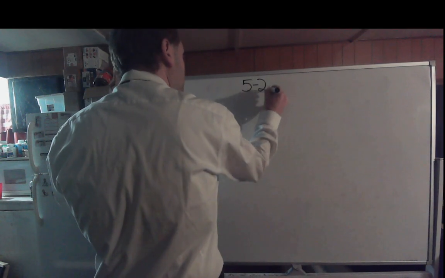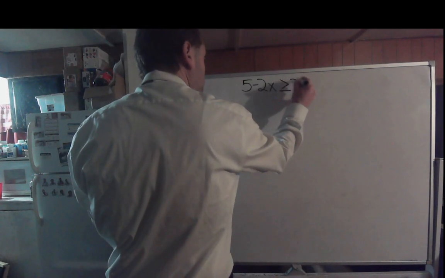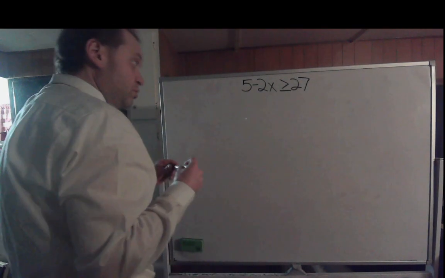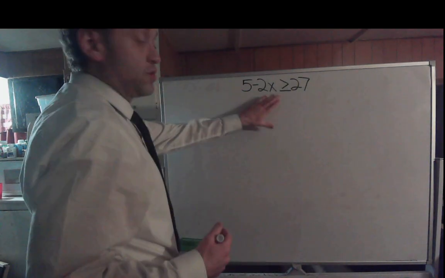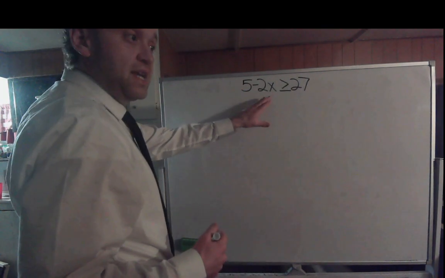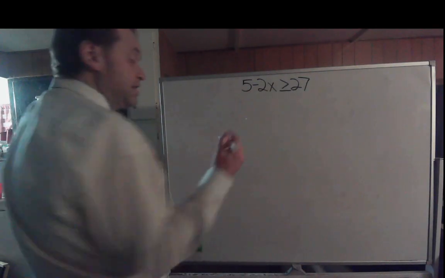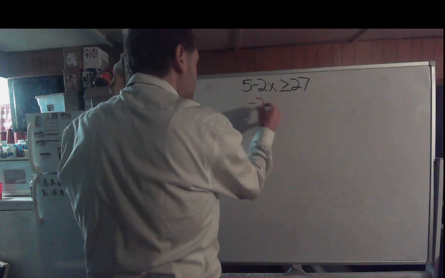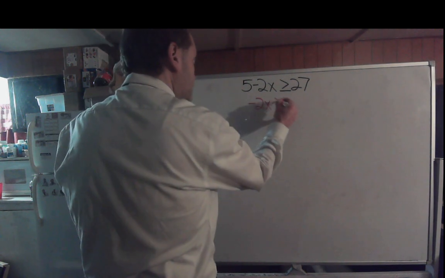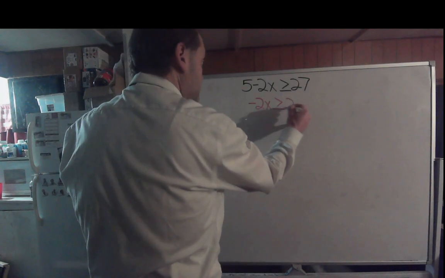Alright. What if we had 5 minus 2x is greater than or equal to 27? Well, so 5 minus 2x is greater than or equal to 27. So let's get that negative 2x by itself. Subtract 5 from both sides. You would get that negative 2x is greater than or equal to 22.